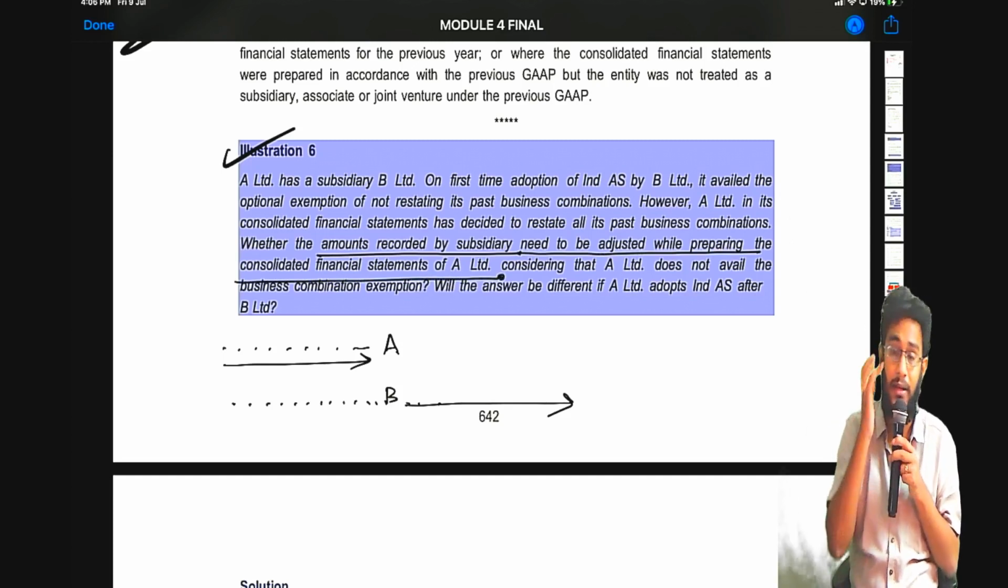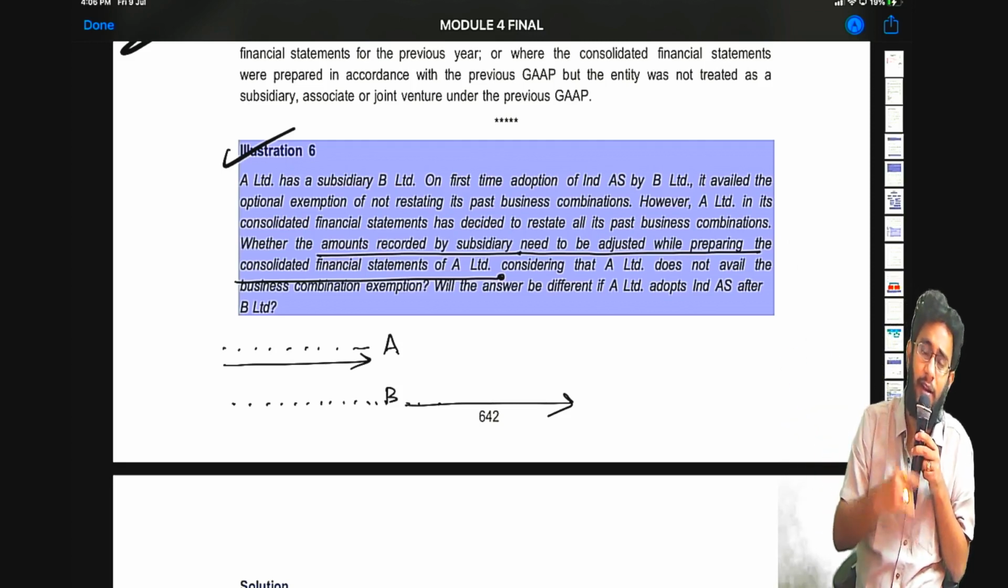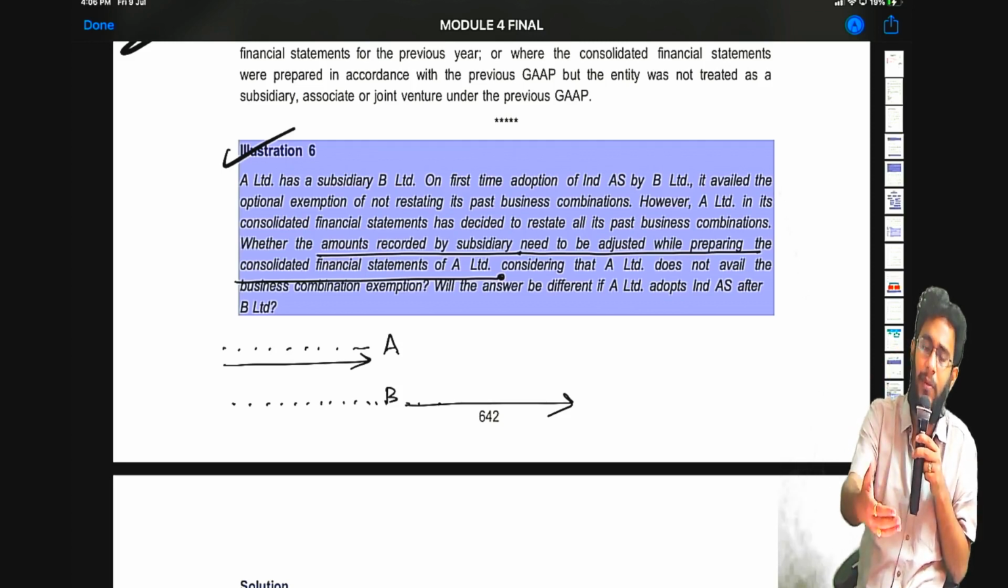So, in the consolidated financial statements on the date of transition, A Limited, in their own financial statements, has restated in accordance with Ind AS 103 retrospectively. B Limited did not do that. So for consolidation, can I accept B Limited's financials as they are, or should I ask them to restate?